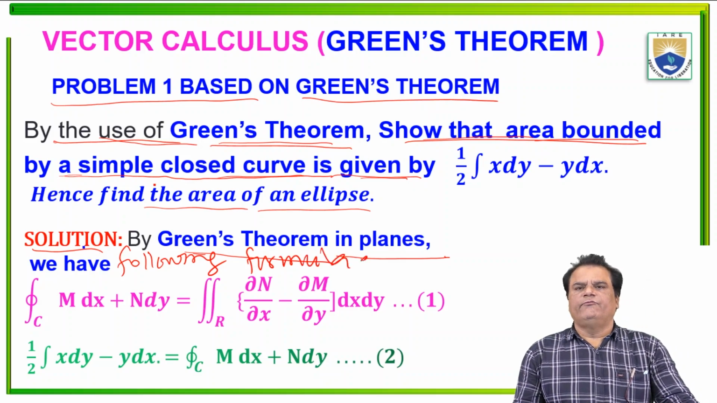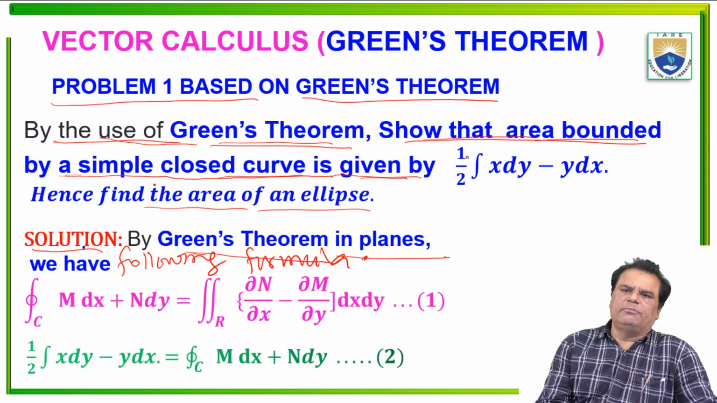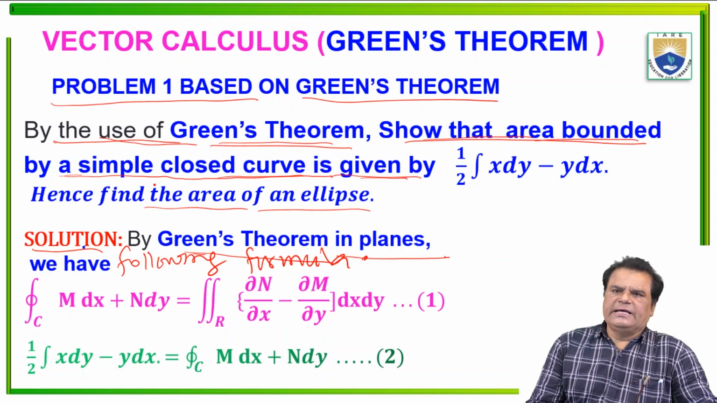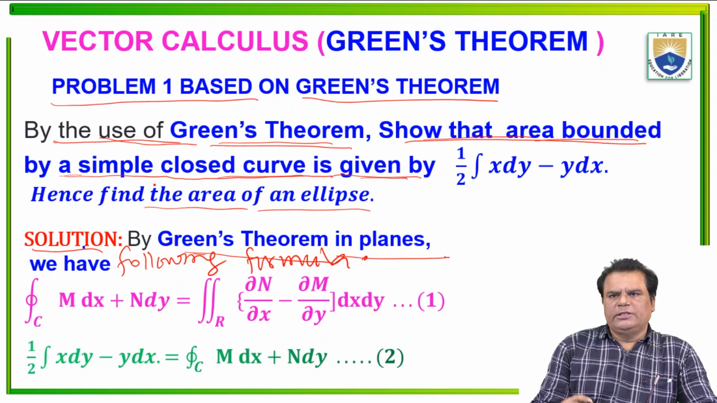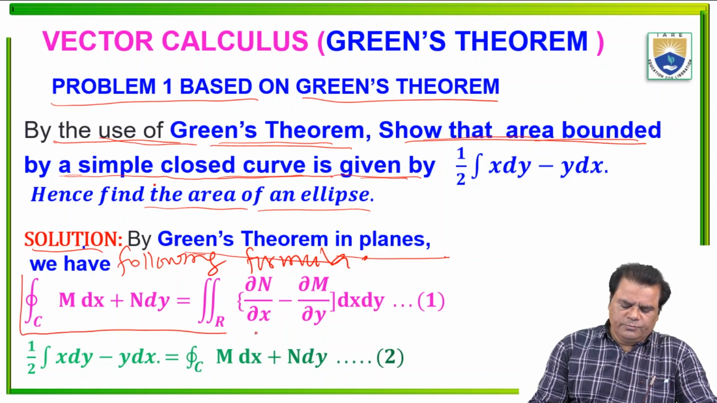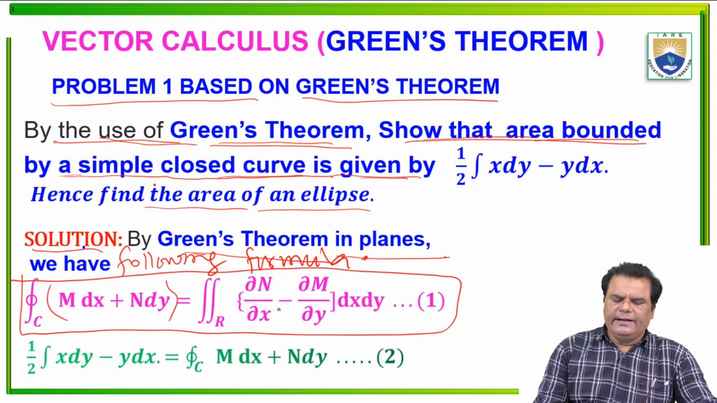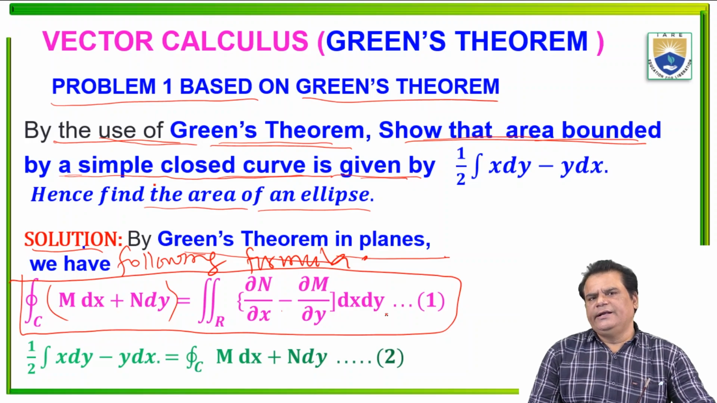Okay. We use Green's theorem in the plane to solve this problem. With the help of Green's theorem, we solve it. So, solution by Green's theorem in the plane: we have the following formula, represented by equation 1. The left-hand side is a line integral and the right-hand side is an area integral.